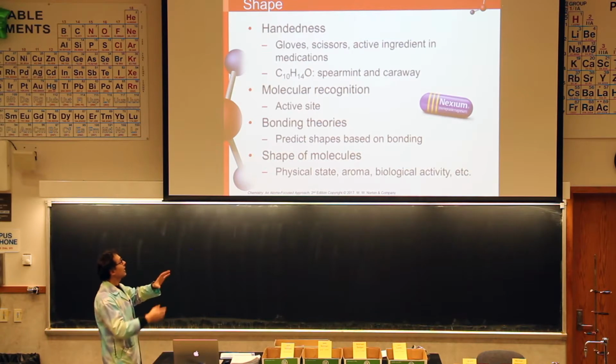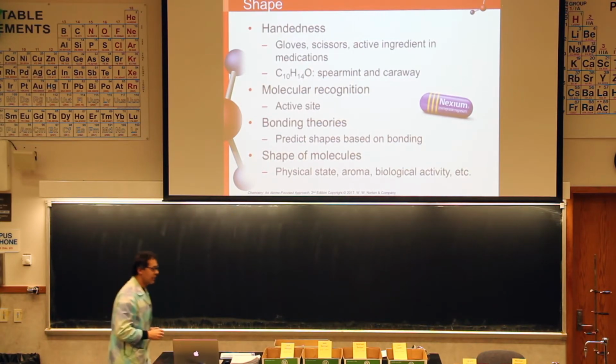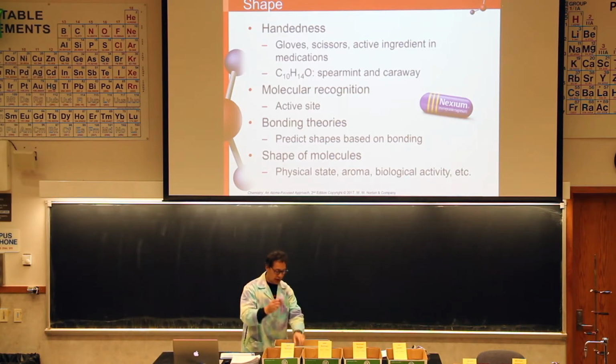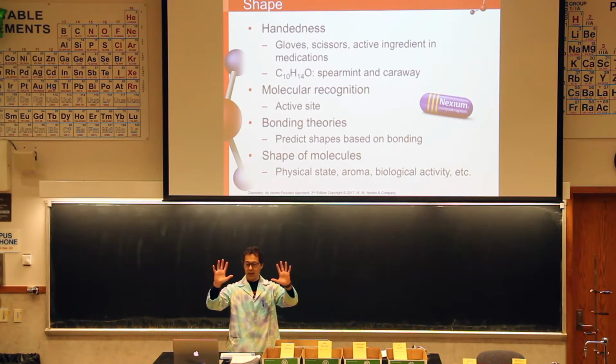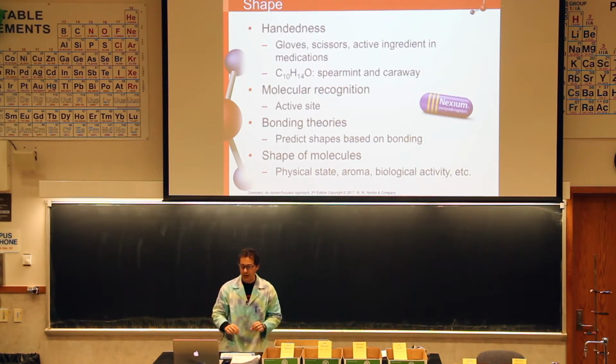So we're going to take a look at left-handed and right-handed molecules. We have left-handed and right-handed. We have things like gloves. Gloves can be left-handed and right-handed. We have hands that are left-handed and right-handed, okay? And we're going to have molecules like this.